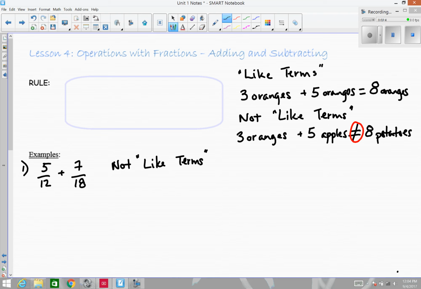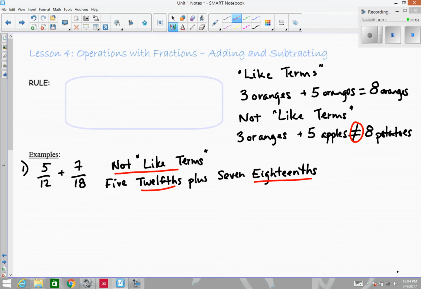I'm going to write this out in words. It might be a little bit easier to see. I just said do this in words and then I wrote the number down. So I'm going to say, supposing we are adding 5 twelfths to 7 eighteenths. You can tell because I have twelfths and eighteenths that these are not like terms.